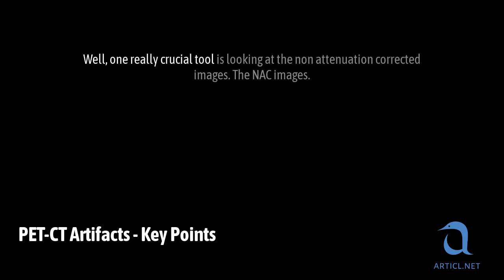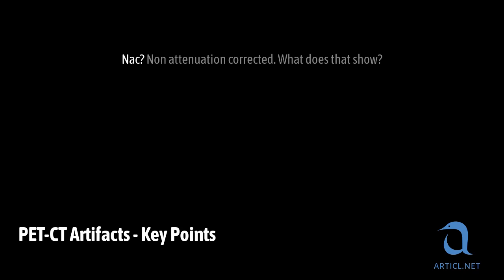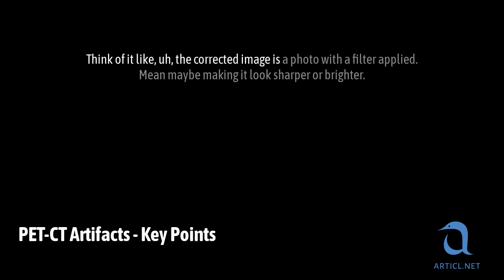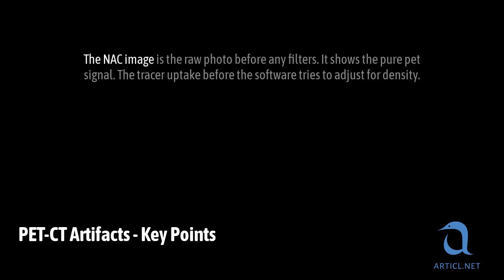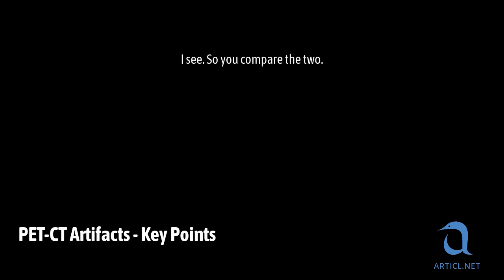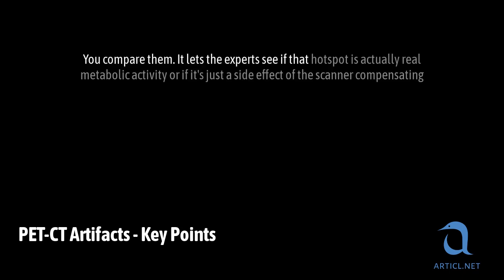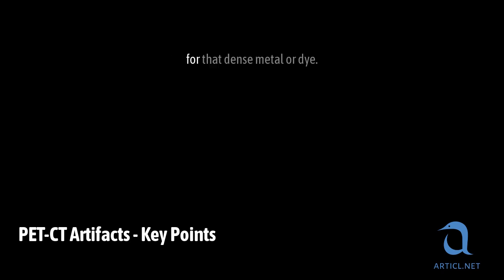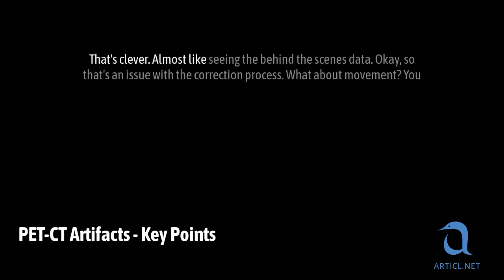Well, one really crucial tool is looking at the non-attenuation corrected images, the NAC images. NAC, non-attenuation corrected. What does that show? Think of it like the corrected image is a photo with a filter applied, maybe making it look sharper or brighter. The NAC image is the raw photo, before any filters. It shows the pure PET signal, the tracer uptake, before the software tries to adjust for density. I see. So you compare the two. You compare them. It lets the experts see if that hotspot is actually real metabolic activity or if it's just a side effect of the scanner compensating for that dense metal or dye. That's clever, almost like seeing the behind-the-scenes data.